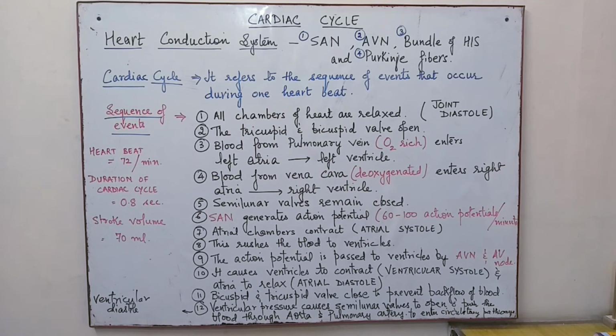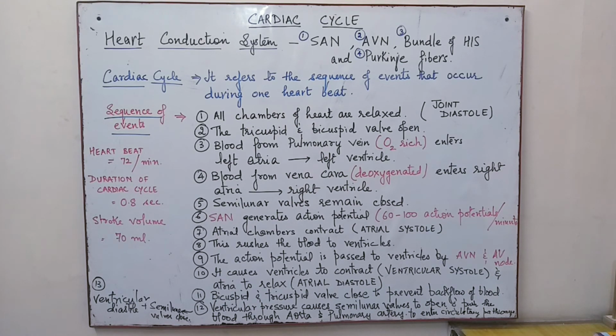Now the ventricular pressure goes down, and this causes the closure of the semilunar valves, again preventing the backflow of blood into the ventricles. So ventricular diastole is taking place over here. This is the 13th step. Also the semilunar valves close. Now this prevents the backflow of the blood back into the ventricles.